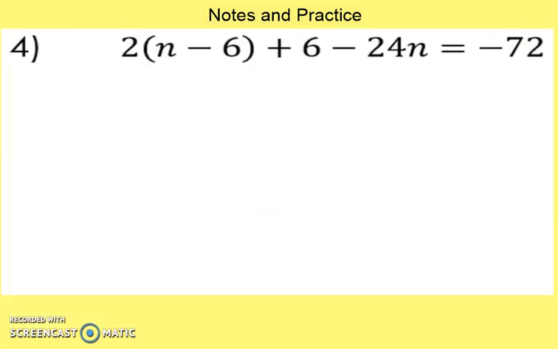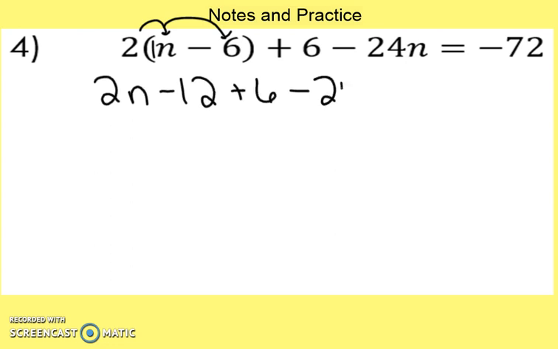If we look at our last example, again, we want to distribute. So I'm going to start by putting a 1 in front of the n, and I'm going to distribute a 2 to both. So I get 2n minus 12 plus 6 minus 24n equals negative 72. And just remember, those parentheses don't mean to distribute to everything on the line. The parentheses are your starting and stopping point.